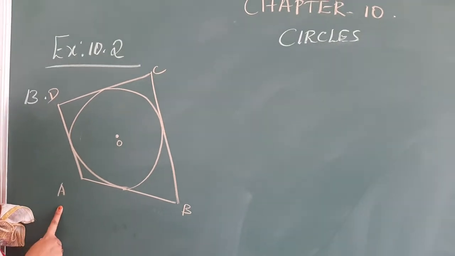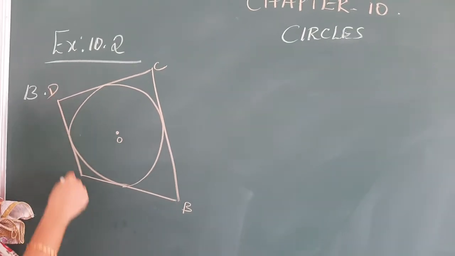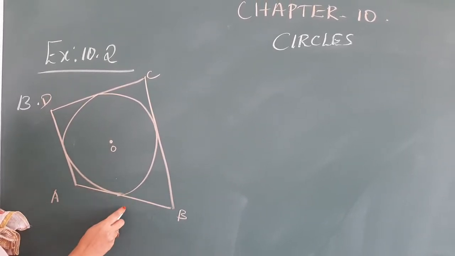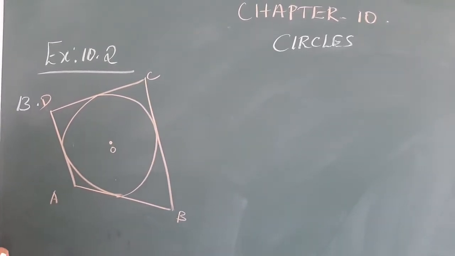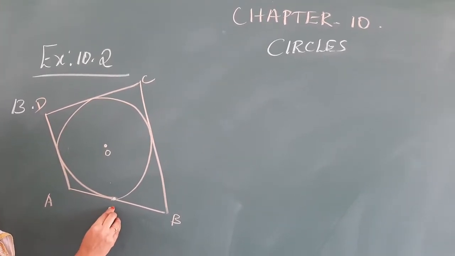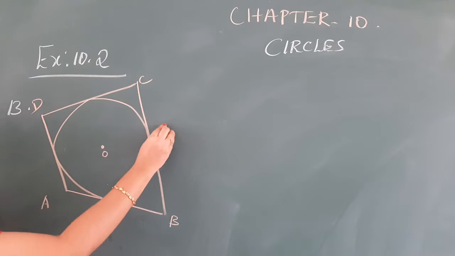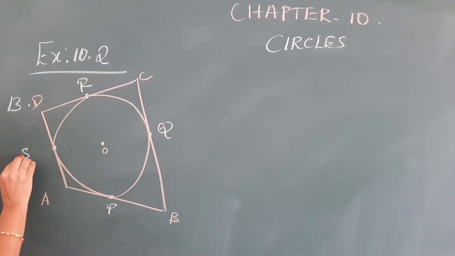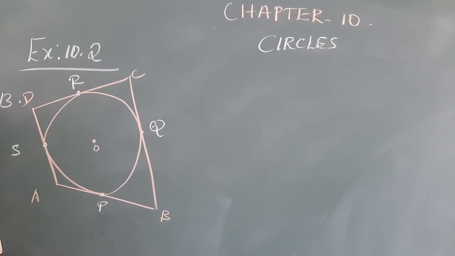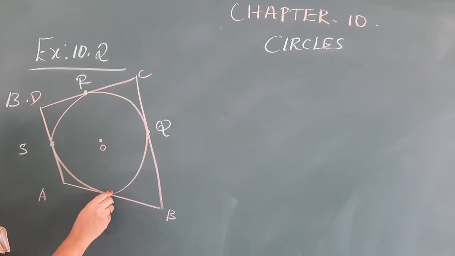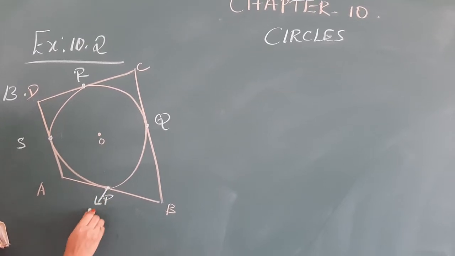So I have done the diagram here. A quadrilateral is circumscribing a circle. The circle and the quadrilateral meet at 4 points. Name those points. Here it is P, here it is Q, here it is R, and here it is S. And we know the special name for the point where the circumference of the circle and the quadrilateral meet. What is that?